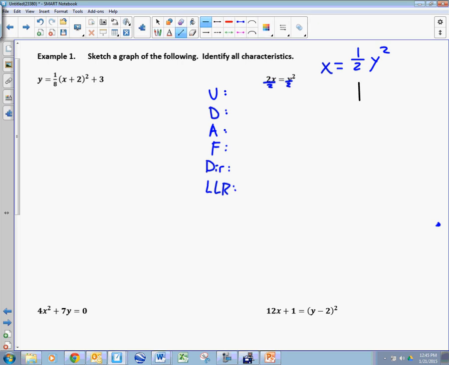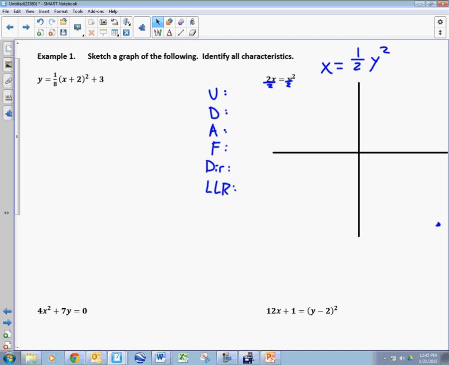I use my handy dandy super straight line. Pretty awesome. All right. Now, what's my vertex? 0, 0. I'm giving you all 0, 0 ones today. We'll do the shifted ones later. The direction: up, down, right, left? It's right. How come? It's x equals, so it's horizontal. It's positive, so it goes to the right.